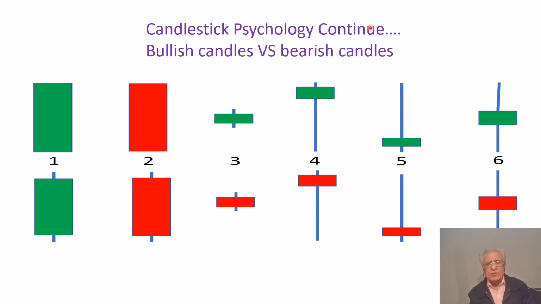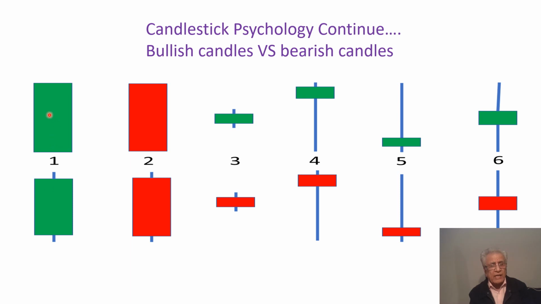Candlestick psychology continues. Bullish candles versus bearish candles. From the candlestick psychology point of view concerning the body and upper and lower shadow, we can conclude the following results. Number one, a long green bullish candle with shorter upper and lower shadows demonstrates the bulls control the market for the duration of the time frame of the candle.